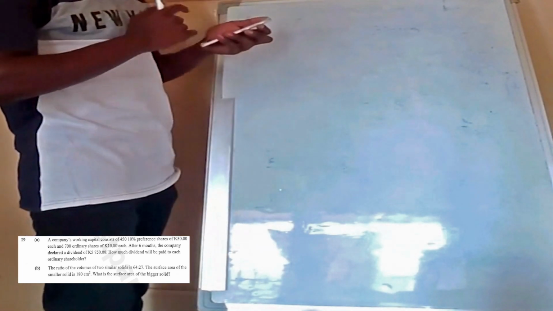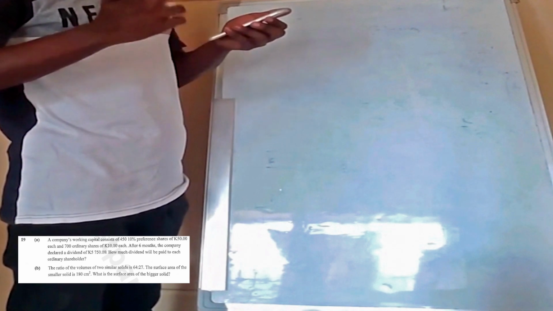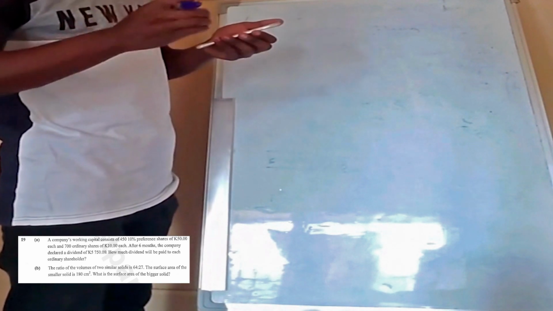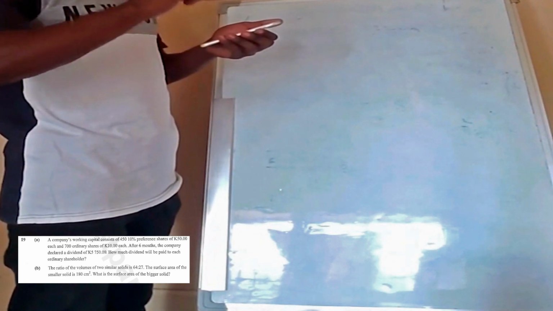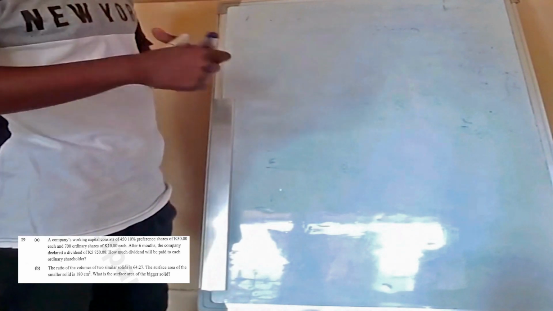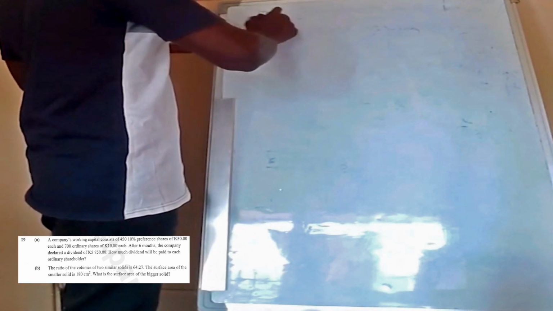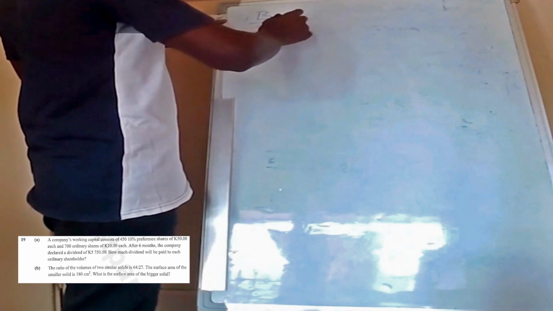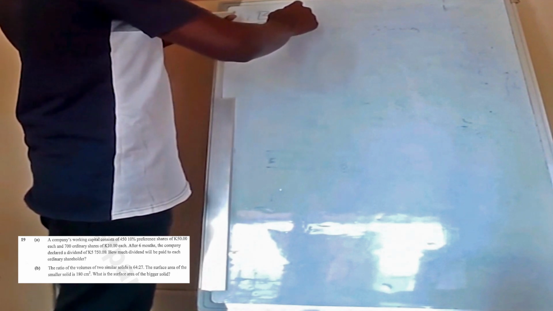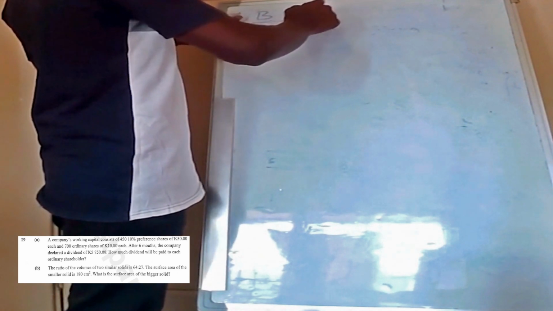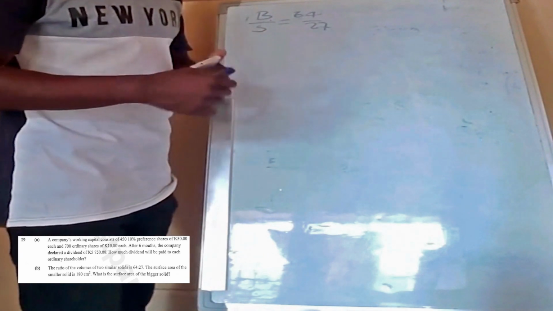We are told that the ratio of the volumes of two similar solids is 64 to 27. The surface area of the smaller solid is 180 centimeters squared. What is the surface area of the bigger solid? So we've been told to say big over small, and the ratio of the volumes is 64 to 27. So we've been given the ratio of the volumes.